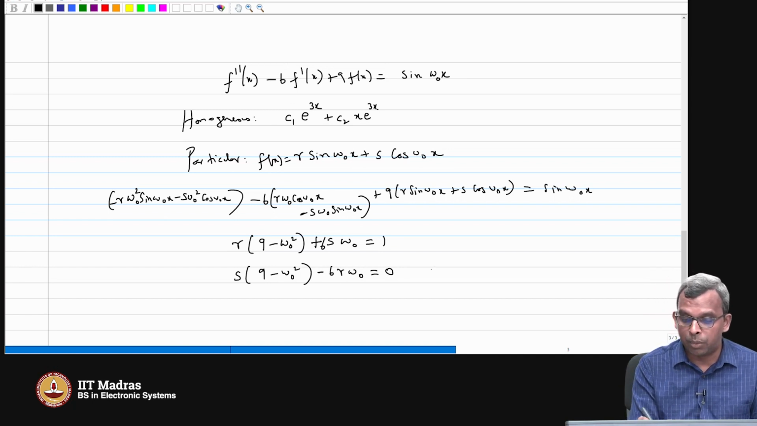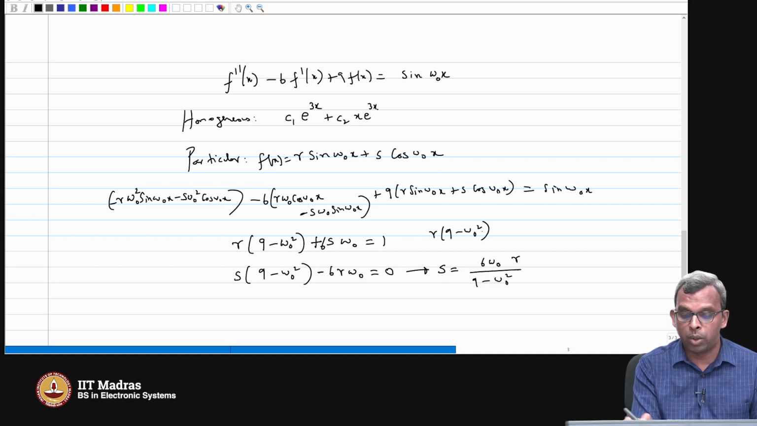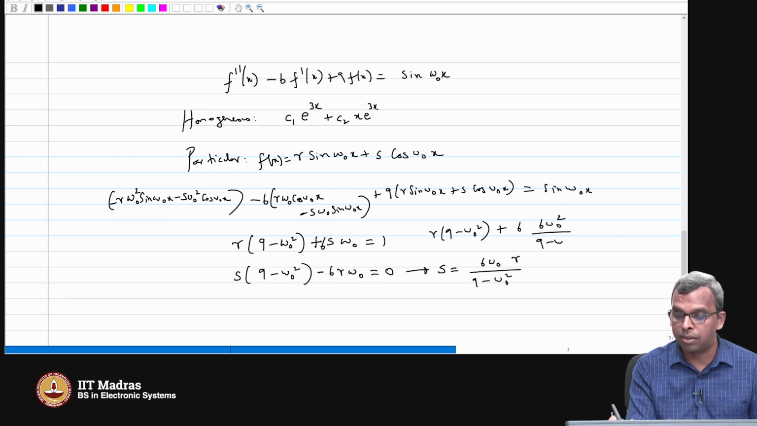So you have to solve these two equations. I'm just going to quickly solve for you. s equals 6 omega naught r divided by 9 minus omega naught squared. That's what s is. You plug this back in here, and you will get r times 9 minus omega naught squared plus 6 times 6 omega naught squared over 9 minus omega naught squared, times r, equal to 1.